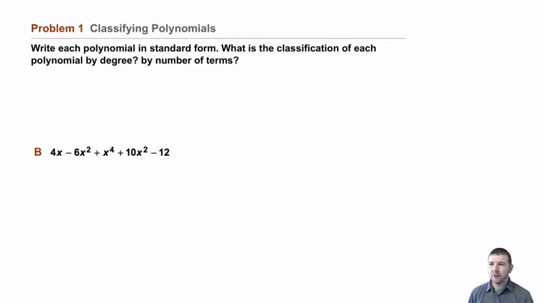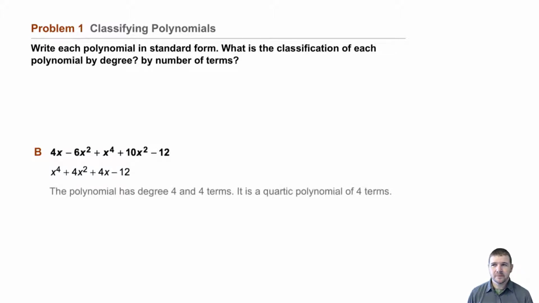Part B, 4x minus 6x squared plus x to the 4th plus 10x squared minus 12. Rewriting in standard form, with the terms of highest degree farthest to the left, x to the 4th plus 4x squared plus 4x minus 12. The polynomial has degree 4 and 4 terms, so it is a quartic polynomial of 4 terms.